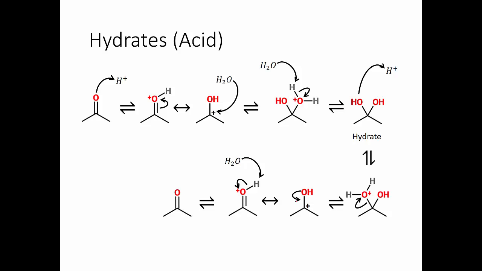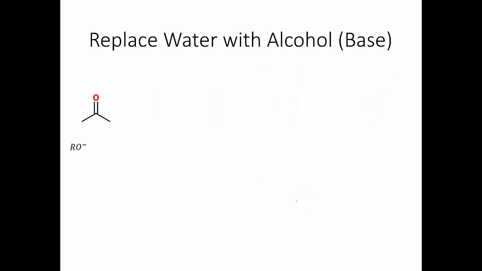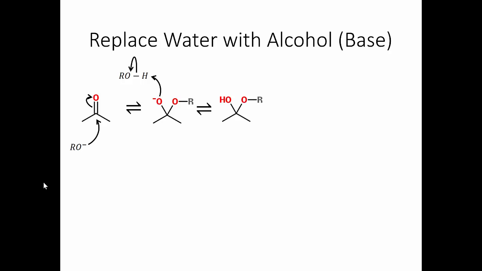Now, what if we replaced in all of our reactions the water which we've used with alcohol? So here I have an alkoxide ion, a negatively charged alcohol group, and this will behave exactly the same as the hydroxide. The alkoxide will attack the base of the carbonyl, kicking the electrons onto the oxygen. From here, our new alkoxide ion can grab a hydrogen from a protonated alcohol in the solution.